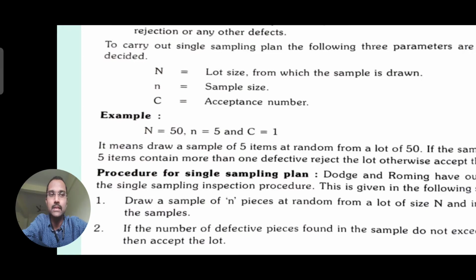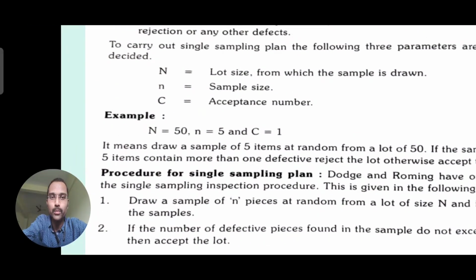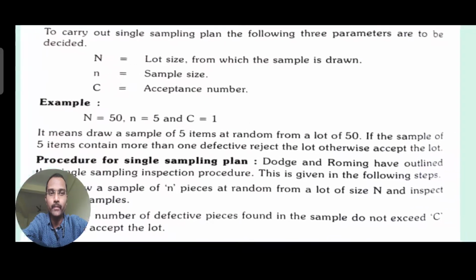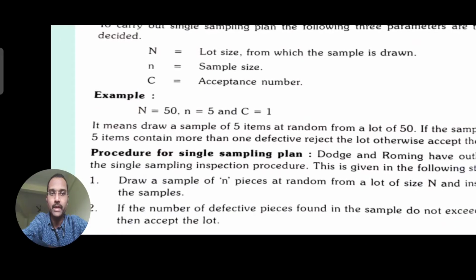So, considering the following steps, you see the first one. First, we have to draw a sample of n pieces at random from a lot of size N. So 5 units I am taking as a sample from the lot of size N. The lot may consist of, for example, 50. Next, we inspect the samples; those 5 units will be inspected.